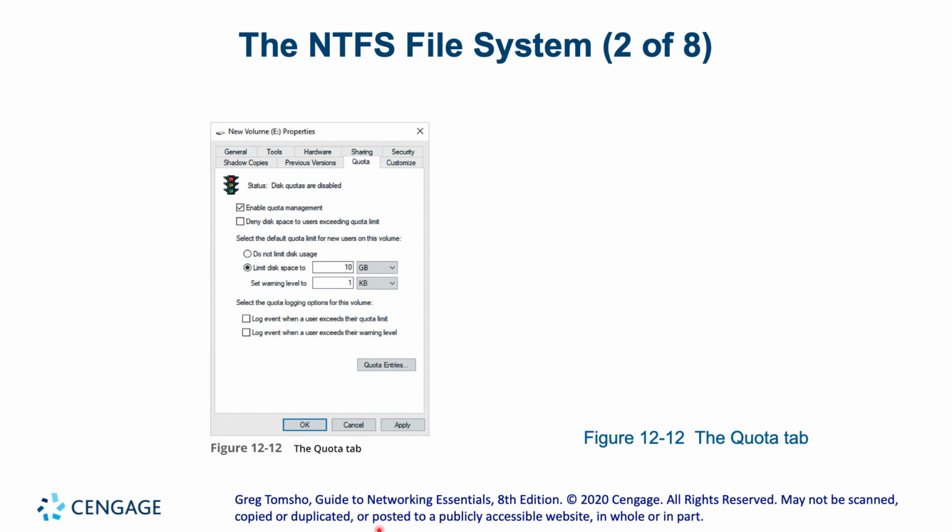Here's a dialog box that shows the quotas being enabled. So you have enable quota management. You can see they turned it on. There's a check mark next to it. It says deny disk space to users exceeding the quota limit. So in this setup, the users will get a warning when they start using more than 10 gigabytes of space. But it won't stop them from saving more files. It'll just nag them to get rid of some of their files.